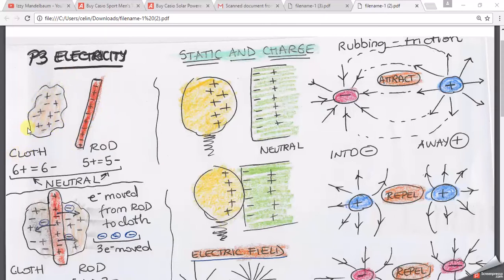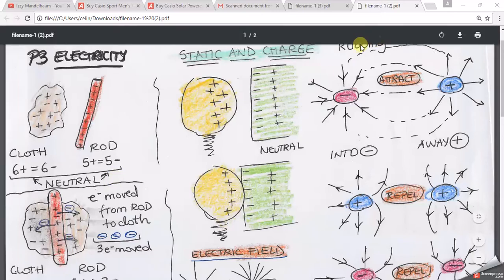The cloth, just as an example, has 6 pluses and 6 minuses, and the rod has 5 pluses and 5 minuses. Remember, the pluses are the protons, the minuses are the electrons, and normally, in everyday life, they are always neutral. Now, when rubbing and friction happens, they will become charged.